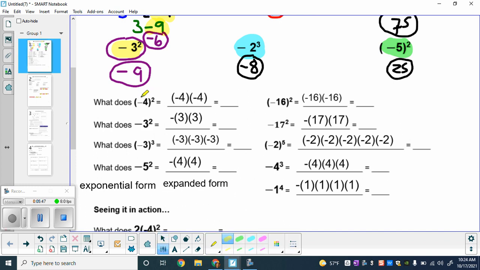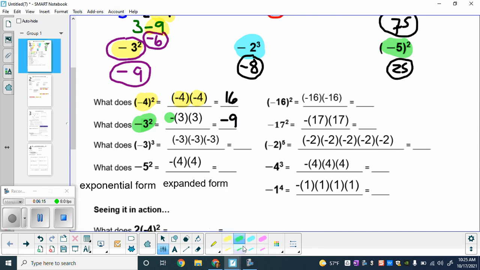So in exponential form, if you see parentheses, that means you do a negative number in parentheses times itself, and this is when we're going to get a positive 16. Now for the next one, because we don't see parentheses, this is telling us to take away 3 squared. So take away whatever 3 times 3 is. So 3 times 3 is 9, and if we take away 9, it's going to look like this, a negative 9.